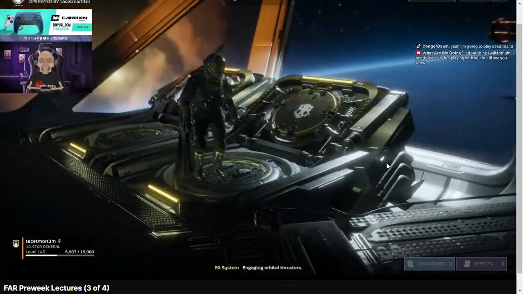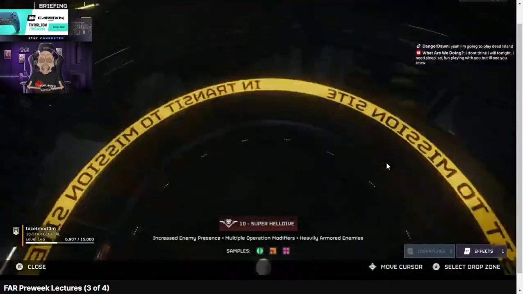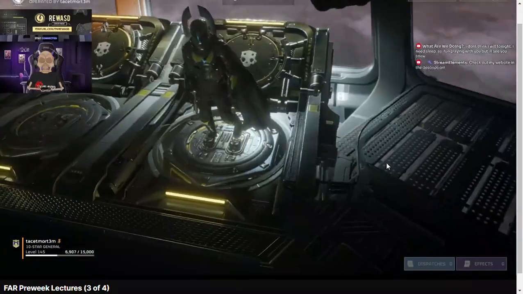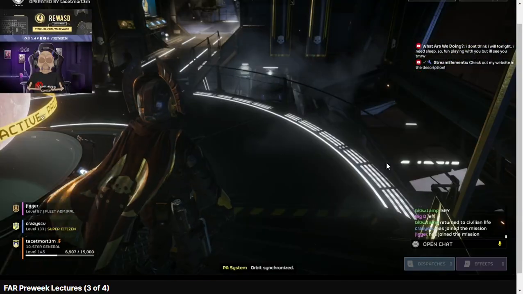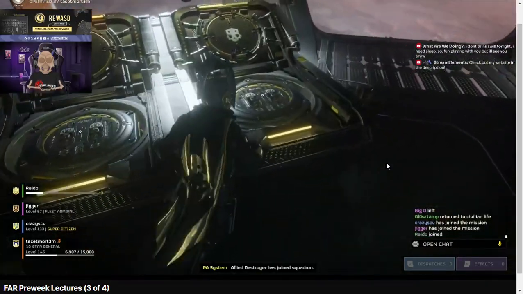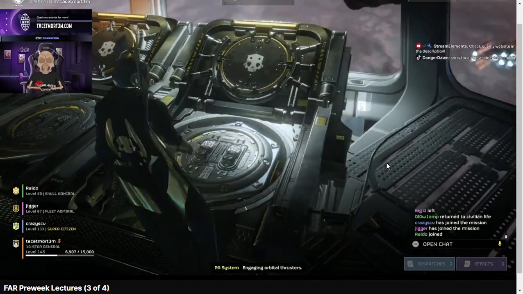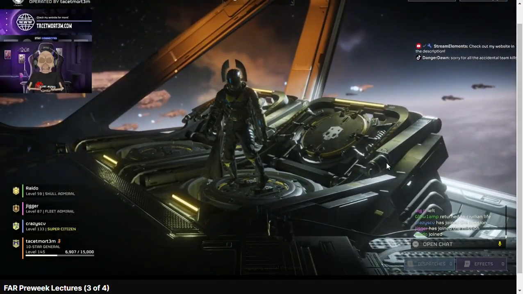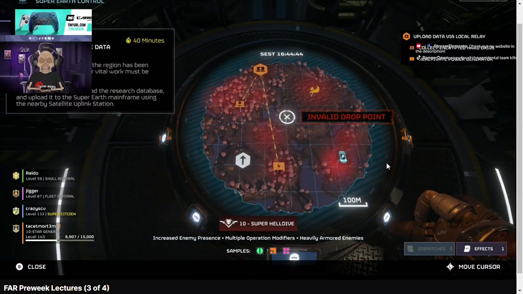No worries. Engaging orbital thrusters. I could actually, hold on. Launch suspended. I could go for the solo run. Oh, they just joined. Damn, I was about to go for the solo run. No worries. They were mostly funny. Orbit synchronized. I was laughing.